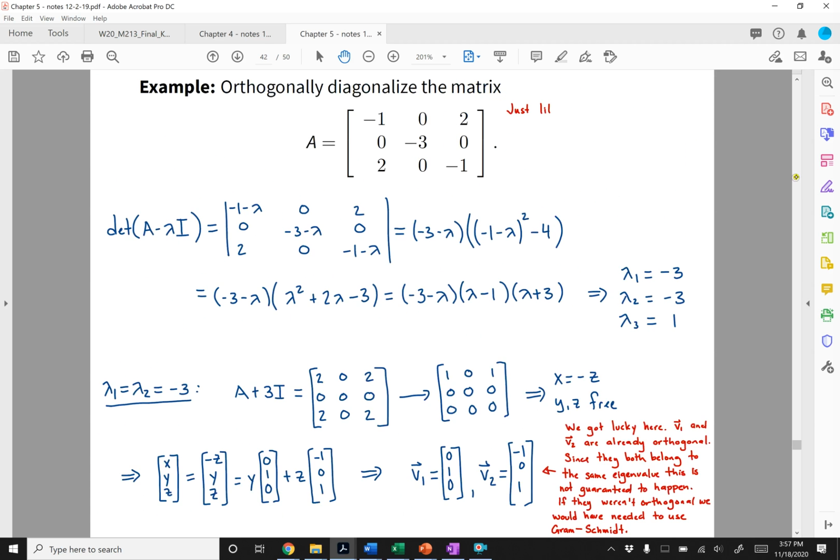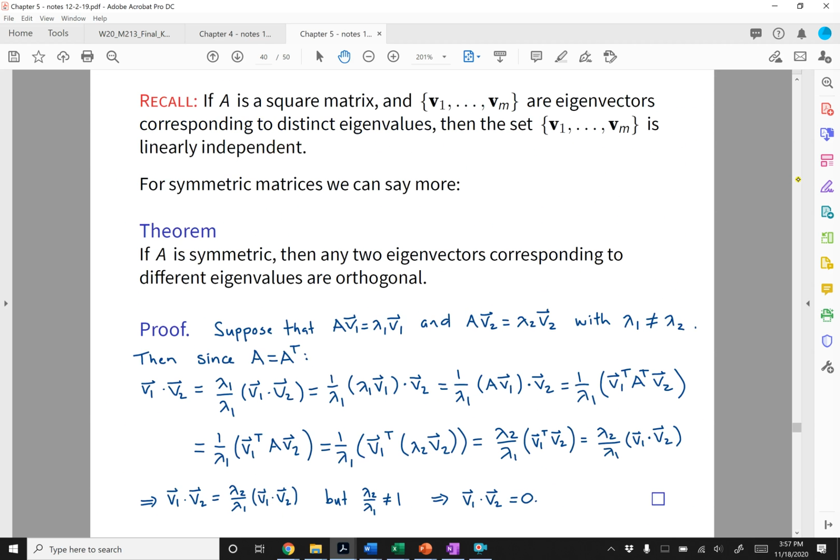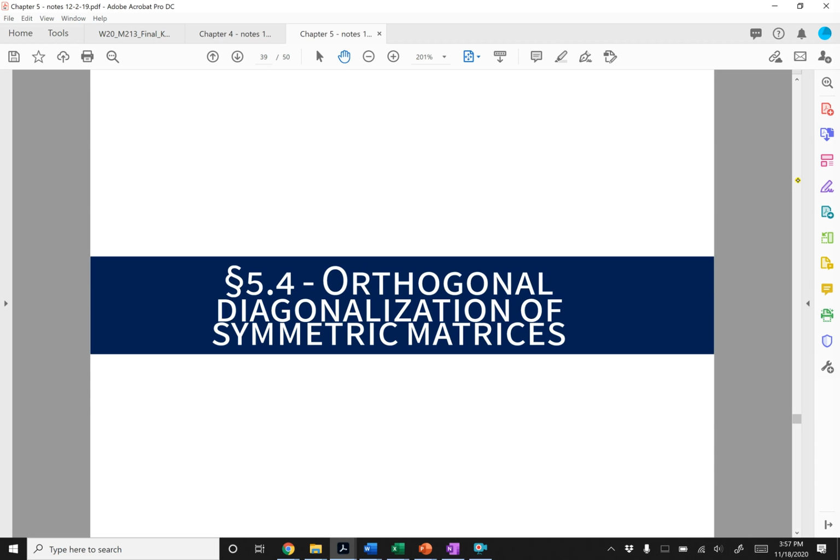Okay, let me get back to the beginning. So today we're going to talk about 5.4. We actually only have two more sections left, 5.4 and I think the last one is 7.4. This is actually a topic we touched on in class a couple months ago, the orthogonal diagonalization of symmetric matrices.